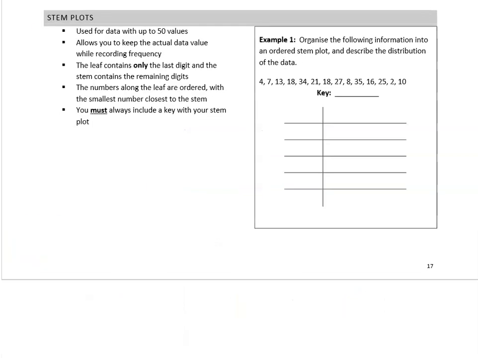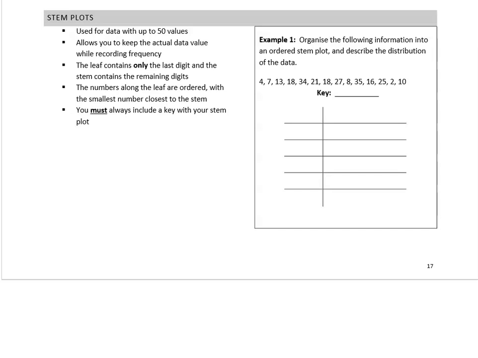Okay, then the next type that we're looking at is a stem plot. Sometimes we call these a stem and leaf plot. So we're thinking about retaining the actual data values here, and this is good for any type of numerical data. So it doesn't have to be whole numbers. We can display decimal values here as well.